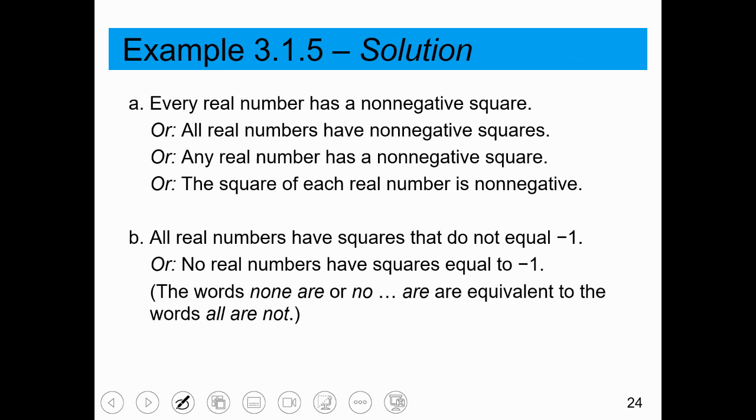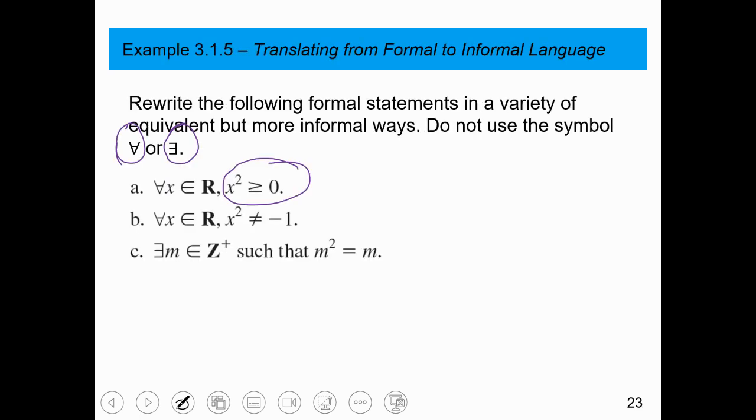So the words none are or no are equivalent to the words all are not. So with the English language being what it is, sometimes you have to phrase things a little differently to make them make sense in the English language. But the formal language should look very much the same.